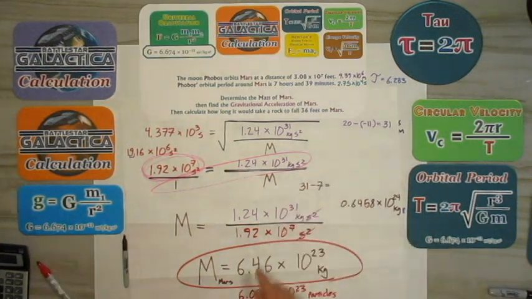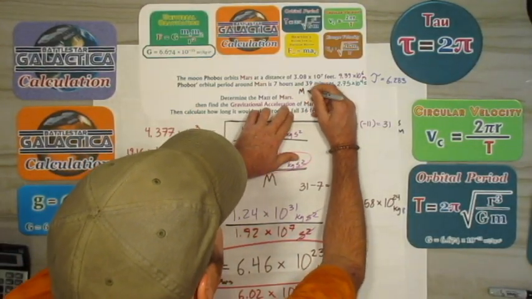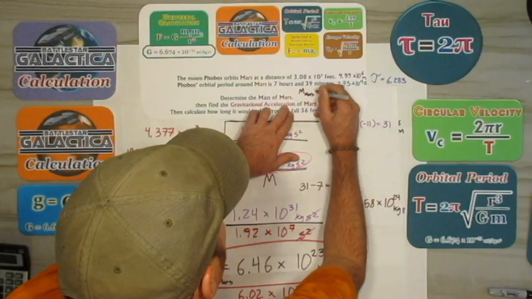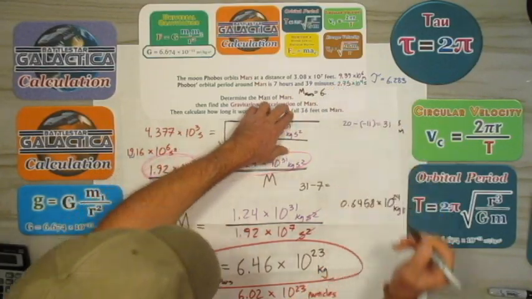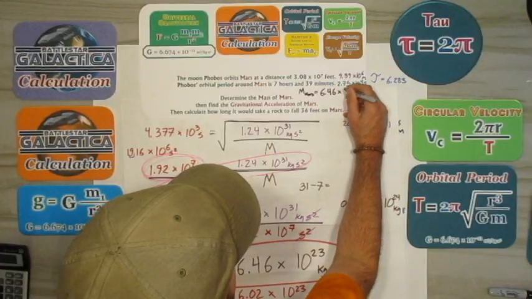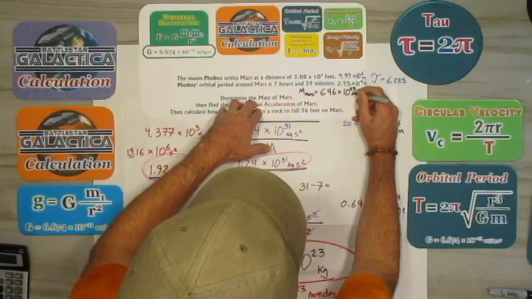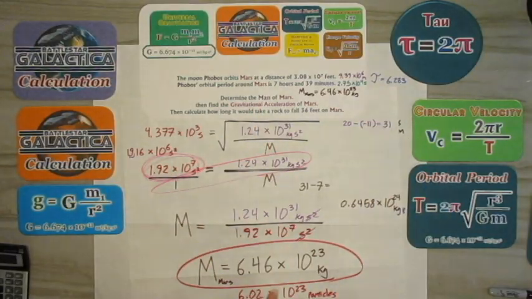So let's write it up here. The mass of Mars, I guess I'll keep it in brown. So M Mars equals 6.46, I almost wrote Avogadro's number, times 10 to the 23rd. I think I could remember this one. Kilograms.